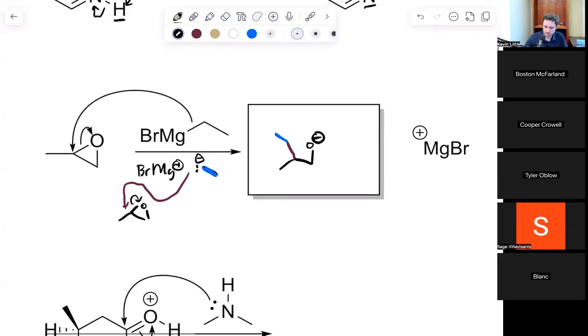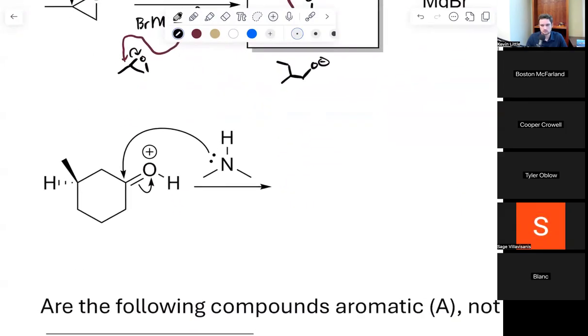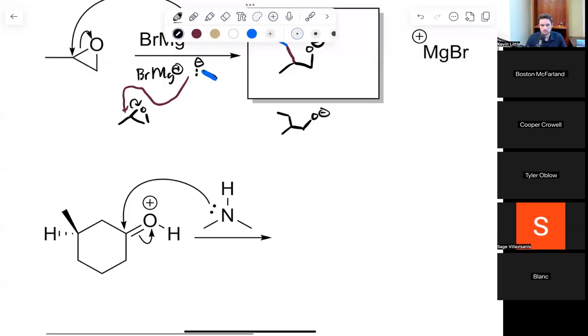So you can leave it like this for the test. I would draw it looking like this, but they're equivalent answers. It's just redrawn slightly nicer. Feel free to stop me if you guys have any questions.